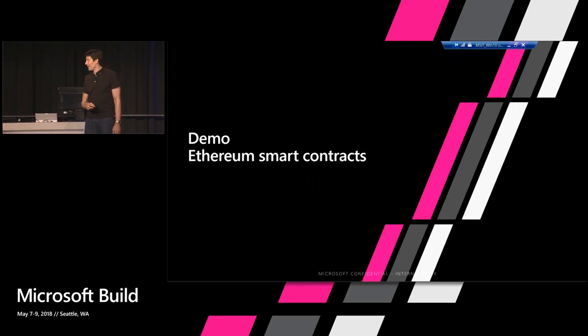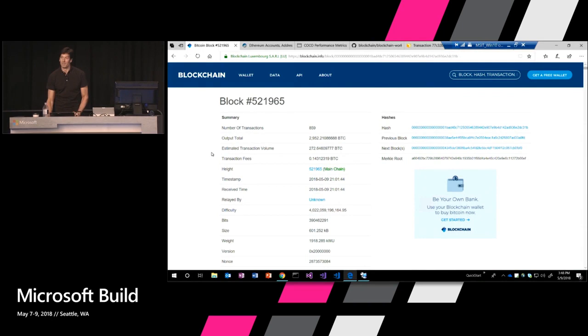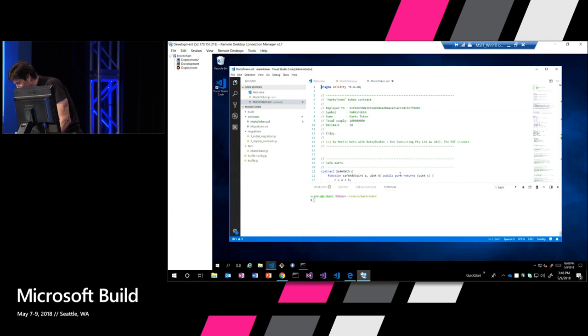Let me now take you into Ethereum smart contracts. And what I want to do to demonstrate these Ethereum smart contracts is today I'm going to launch Mark's token. I'm going to do an ICO today that I hope you all buy. I'm not really launching an ICO today, but I'm showing you what it would look like and how easy it is for you to do your own ICO.